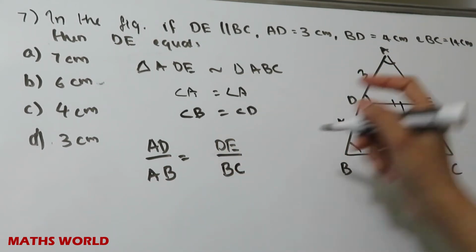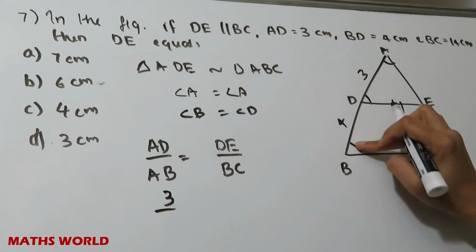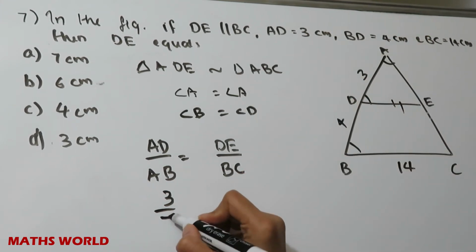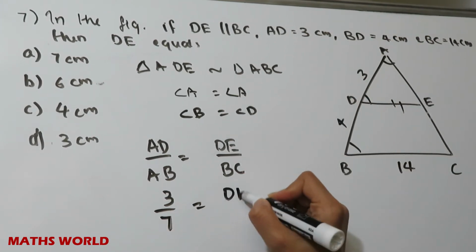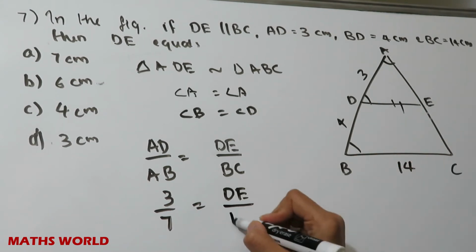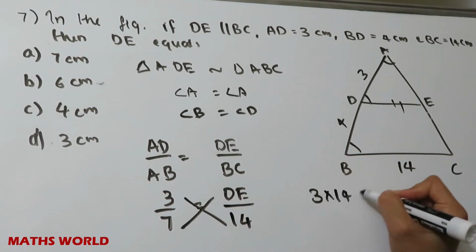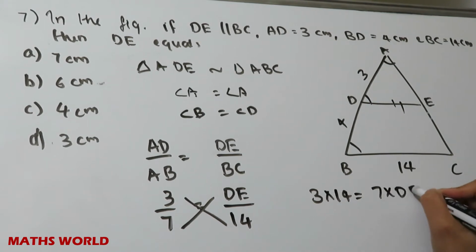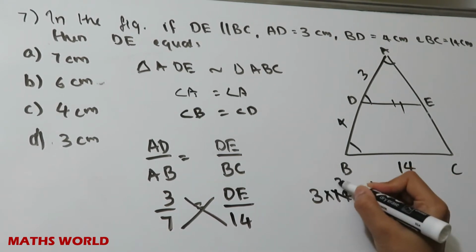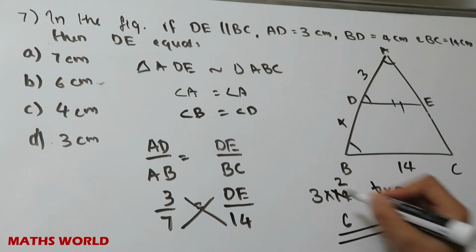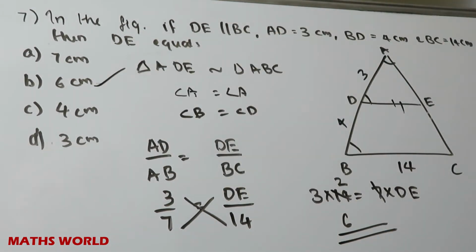Apply the values. AD equal to 3 by AB. AB is equal to 4 plus 3, 7. We need to find the value of DE. BC equal to 14. Cross multiply: 3 into 14 equal to 7 into DE. 7 2s are 14, 3 2s are 6. So DE equal to 6 centimeter. Option B is the correct answer.